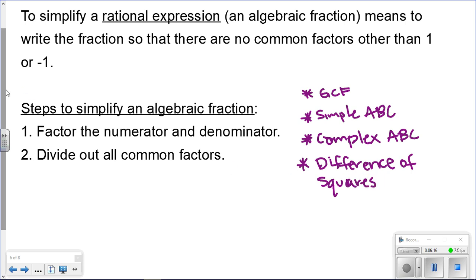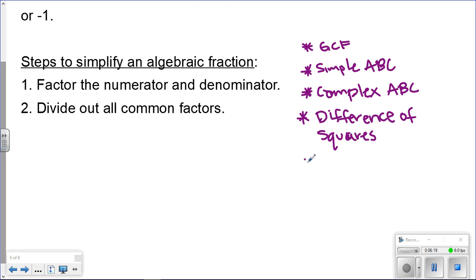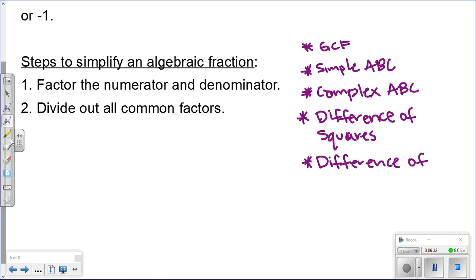And then the last one that we looked at way back in one of those previous units was our difference of cubes. Oops, this one is difference or sum, because we can have addition and subtraction for this one. So I'm going to put both of those in here. All right, so those are our options when we're factoring.